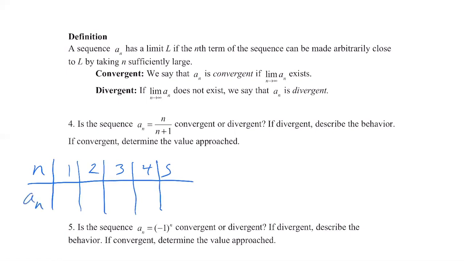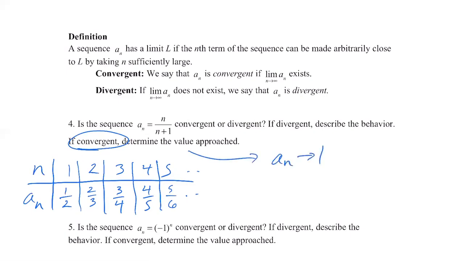If n is 1, a sub n is going to be 1/2. If n is 2, a sub n will be 2/3. If n is 3, we have 3/4. A sub n of 4 gives us 4/5. 5 gives us 5/6, and so on. We can see the pattern emerging. These values for a sub n are getting closer and closer to 1. So this would seem to indicate that we are convergent and that a sub n approaches 1.